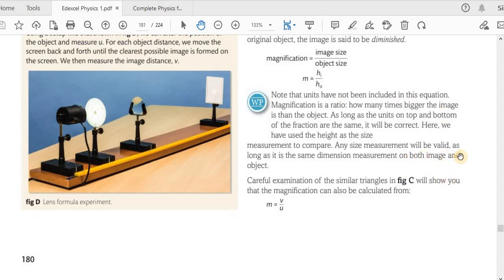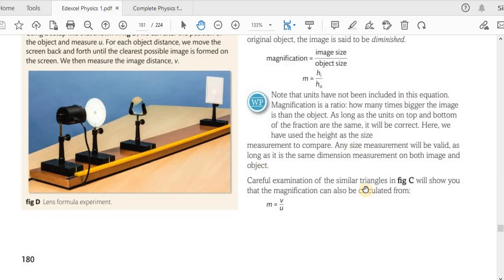Any size measurement will be valid as long as it's the same dimension measurement on both image and object. So it doesn't need to be the height. Here we are using the height as the size measurement, but it can be a length, but it has to be the corresponding length on the object also. So it can be a depth, for example, but in the image also it should be that same dimension.